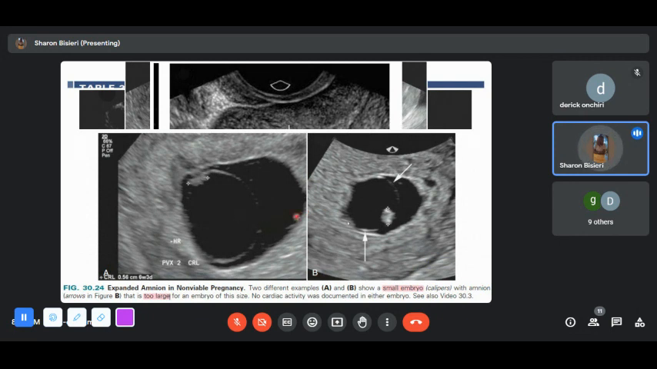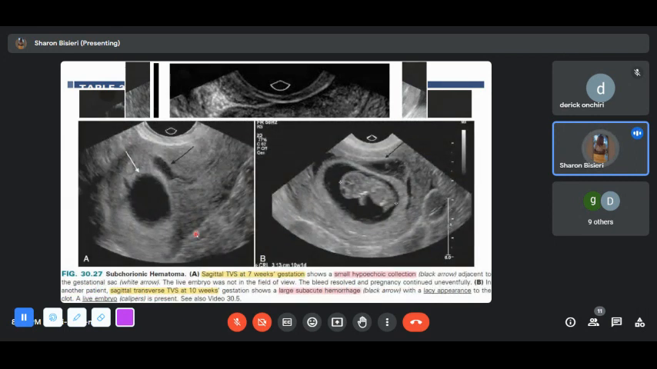And then this next set of images, they show a gestational sac, but here it's demonstrating the discrepancy between the embryonic pole and the size of the amniotic cavity. So if you have an embryo that exists within an amniotic sac that is too large for it, that is also a sign of non-viability.